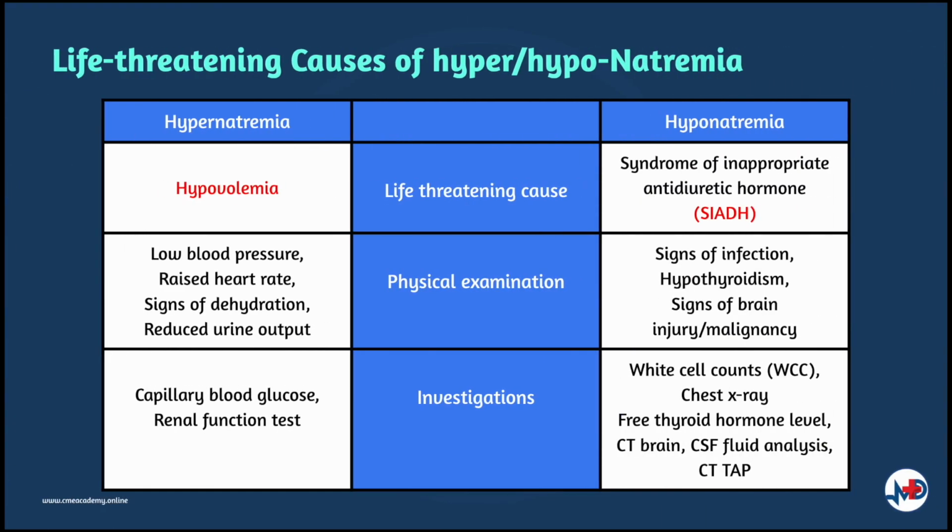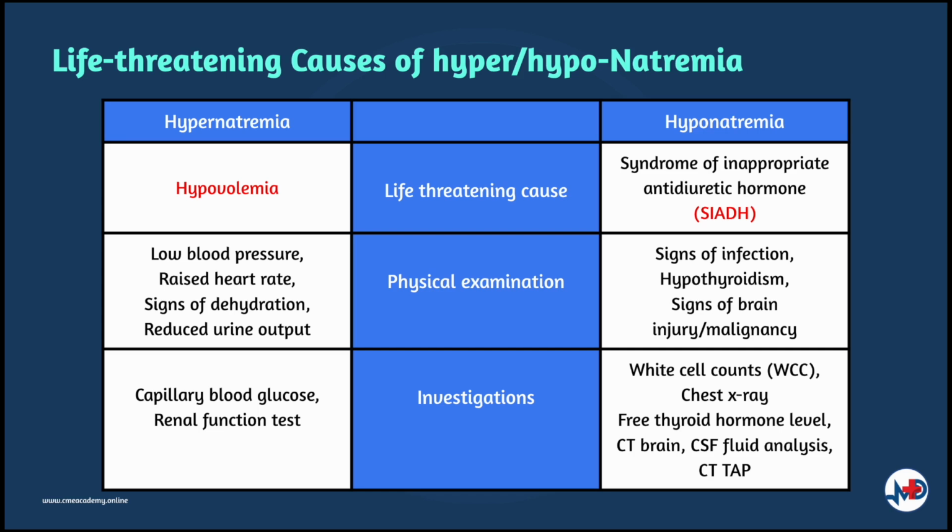The life-threatening cause for hypernatremia is hypovolemia. On examination, look for any low blood pressure, raised heart rate, signs of dehydration, and reduced urine output. To investigate the causes of hypovolemia, you can order capillary blood glucose for hyperglycemic-induced osmotic diuresis, or renal function tests for nephrogenic diabetes insipidus. For hyponatremia, syndrome of inappropriate secretion of antidiuretic hormone, SIADH, is a life-threatening cause.